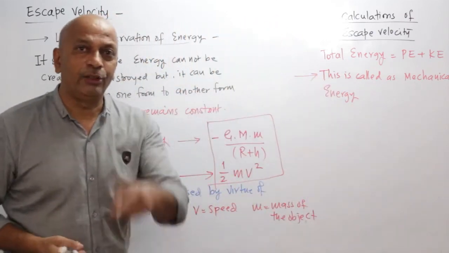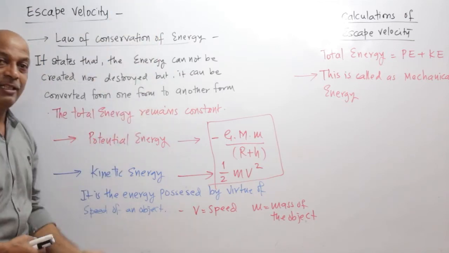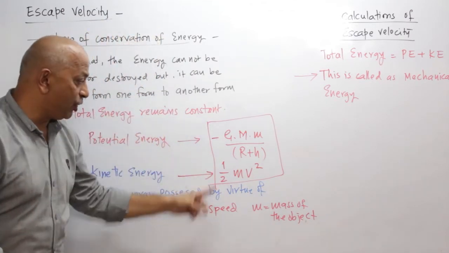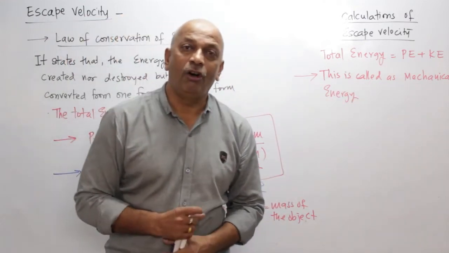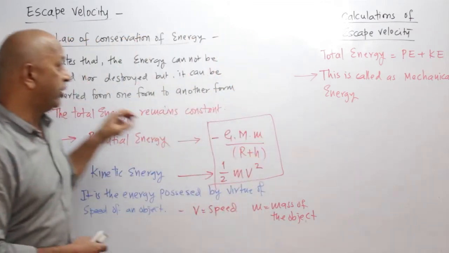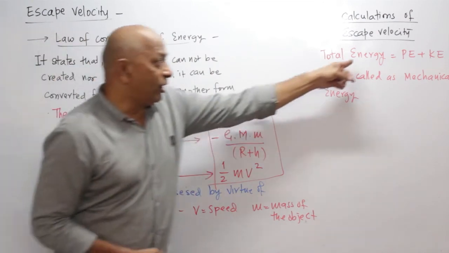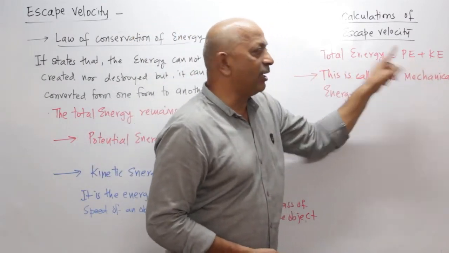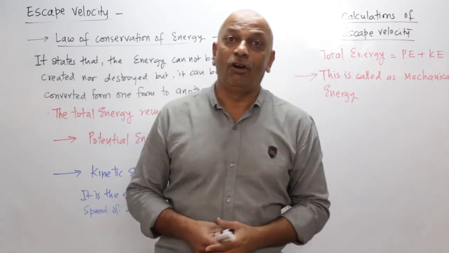Mechanical energy has two components. One is the potential energy because of the height, and another is kinetic energy because of its velocity or speed. The sum of these two is called the mechanical energy. And the mechanical energy or total energy of an object remains constant. This is according to the law of conservation of energy. PE can be converted into KE or KE into PE, but the sum of these two should remain constant.